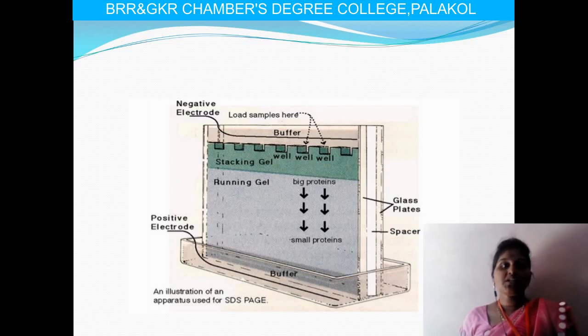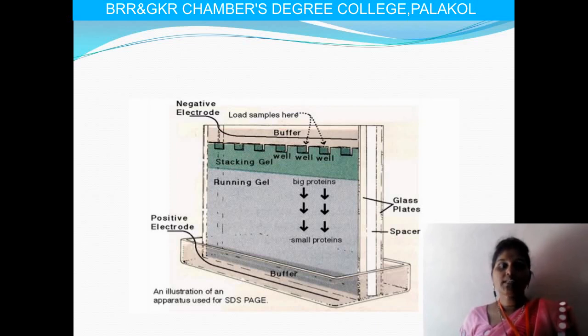Observe this picture. It is the SDS-PAGE setup. In this we have one buffer tank, in which we use the buffer. We have spacers, negative and positive electrodes, and glass plates. In the space between the plates we prepare the gel. There are two gels: the stacking gel and the separating gel. First we add the separating gel, prepared using polyacrylamide.